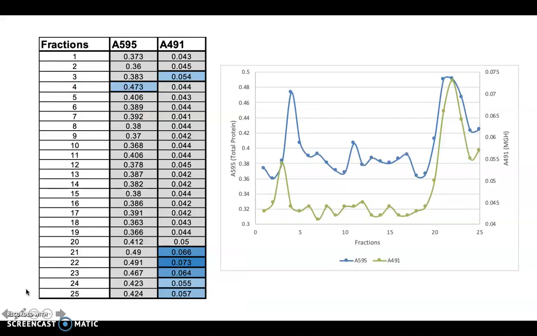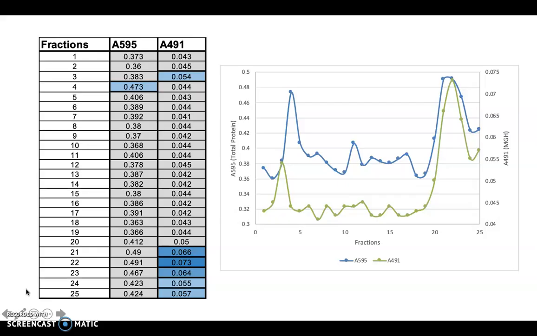This double Y plot displays the absorbances from the Bradford assay, which is the blue line, and the absorbances from the green fluorescent protein assay, which is the green line. The higher the absorbance is, the higher the concentration of protein is. Therefore, regarding the green line, the two peaks represent where the most protein is.